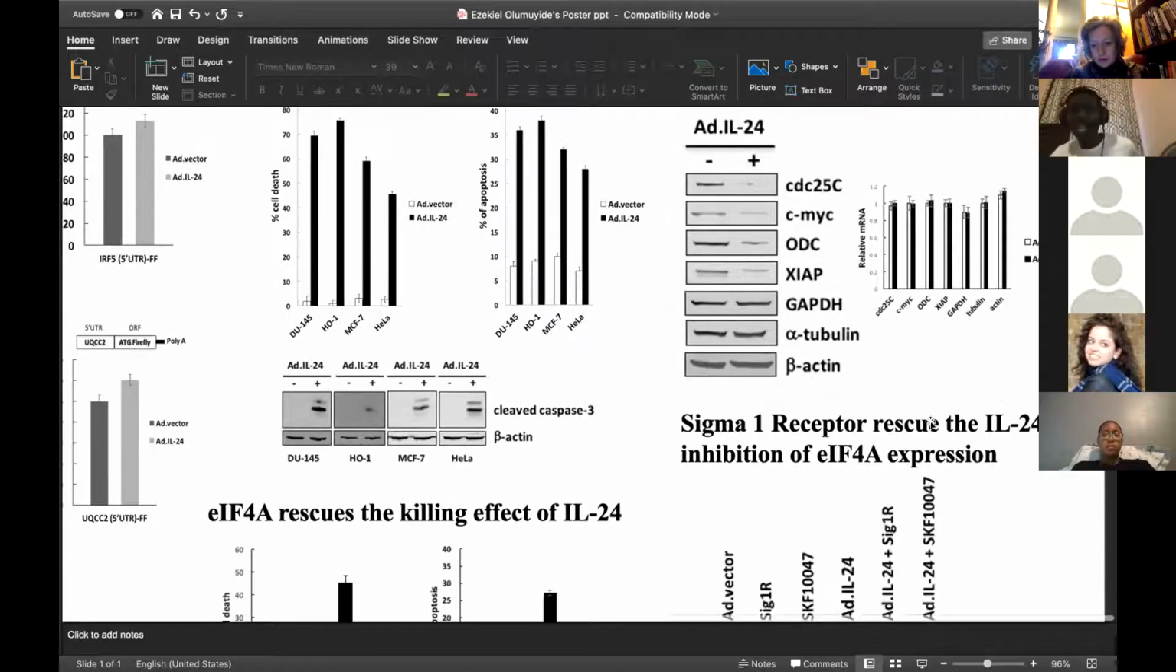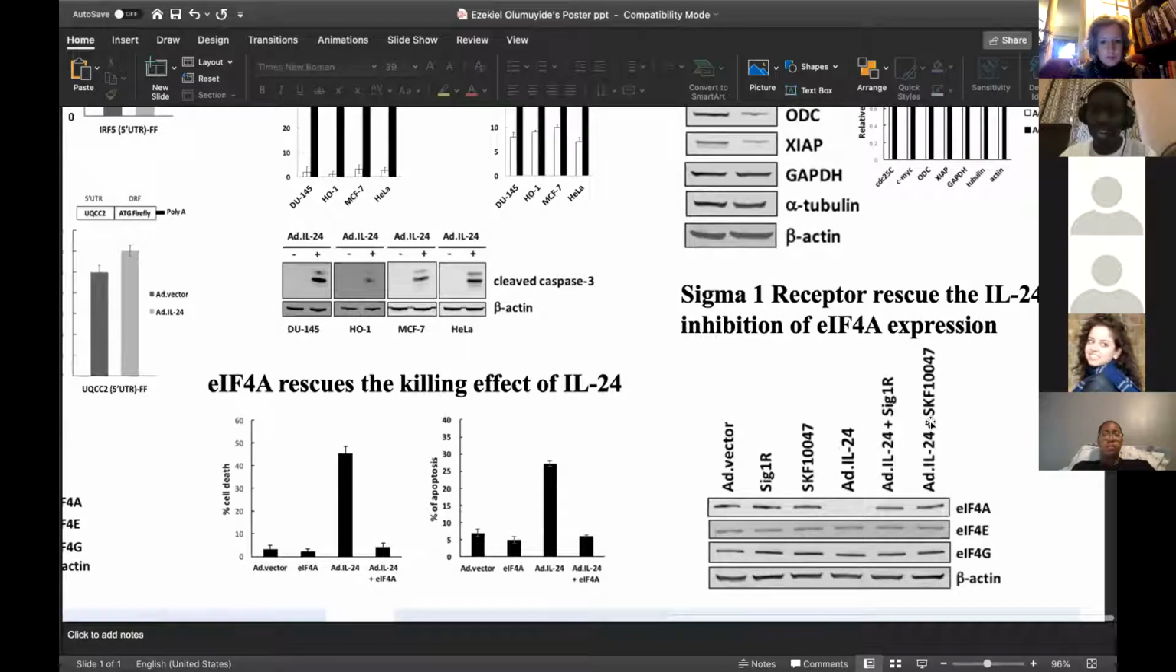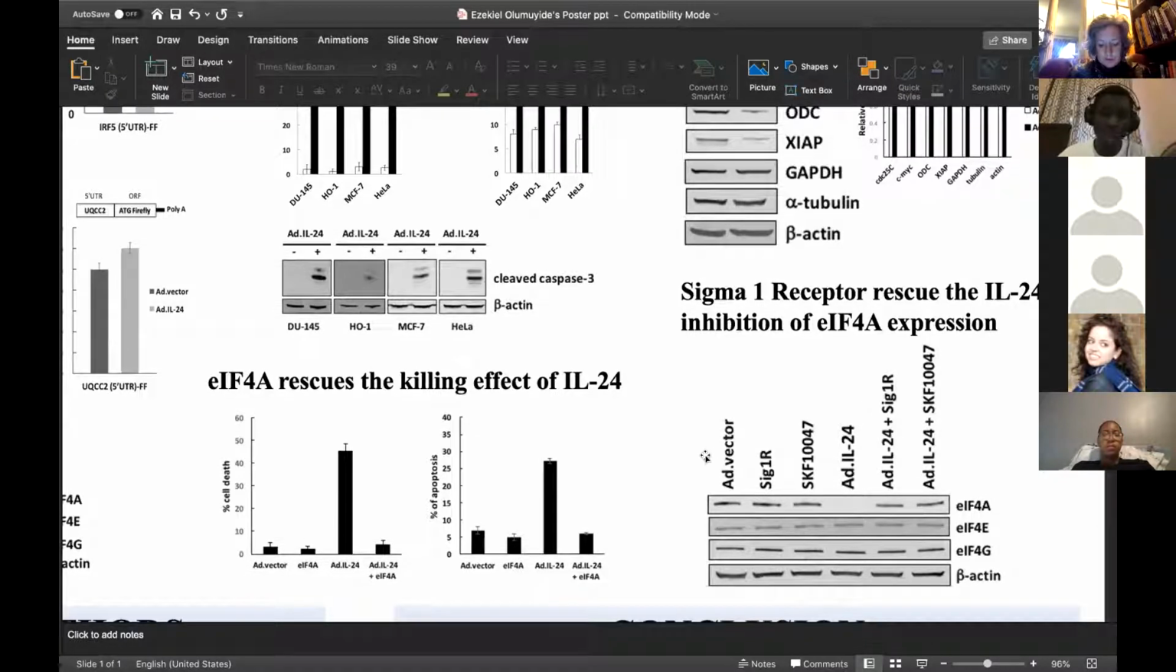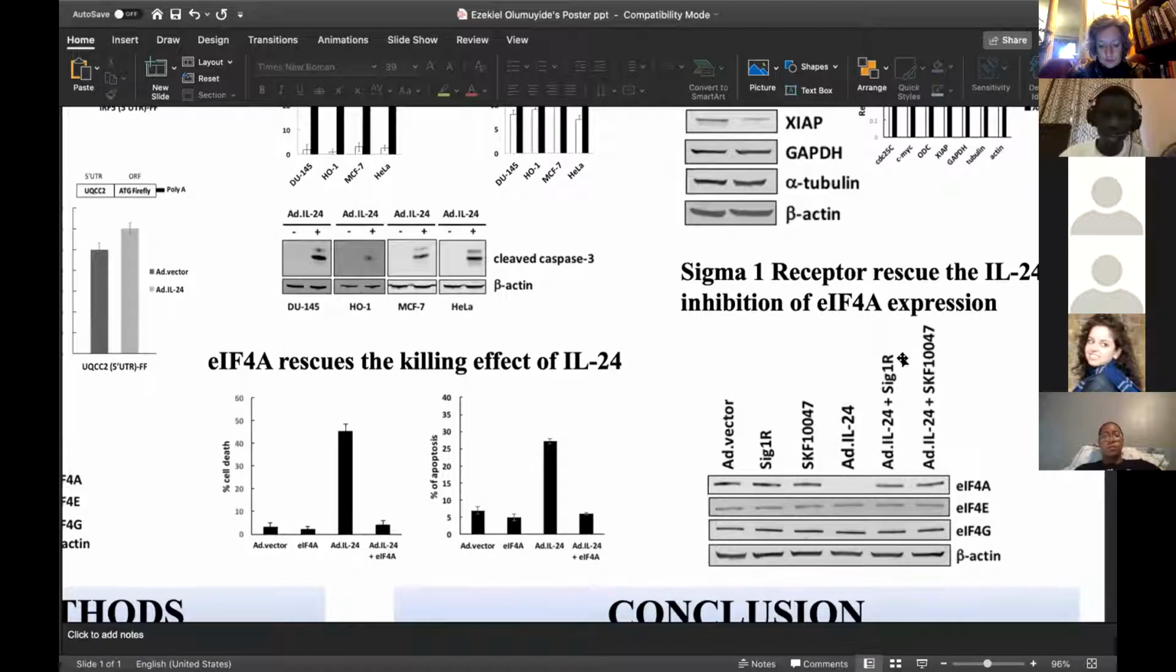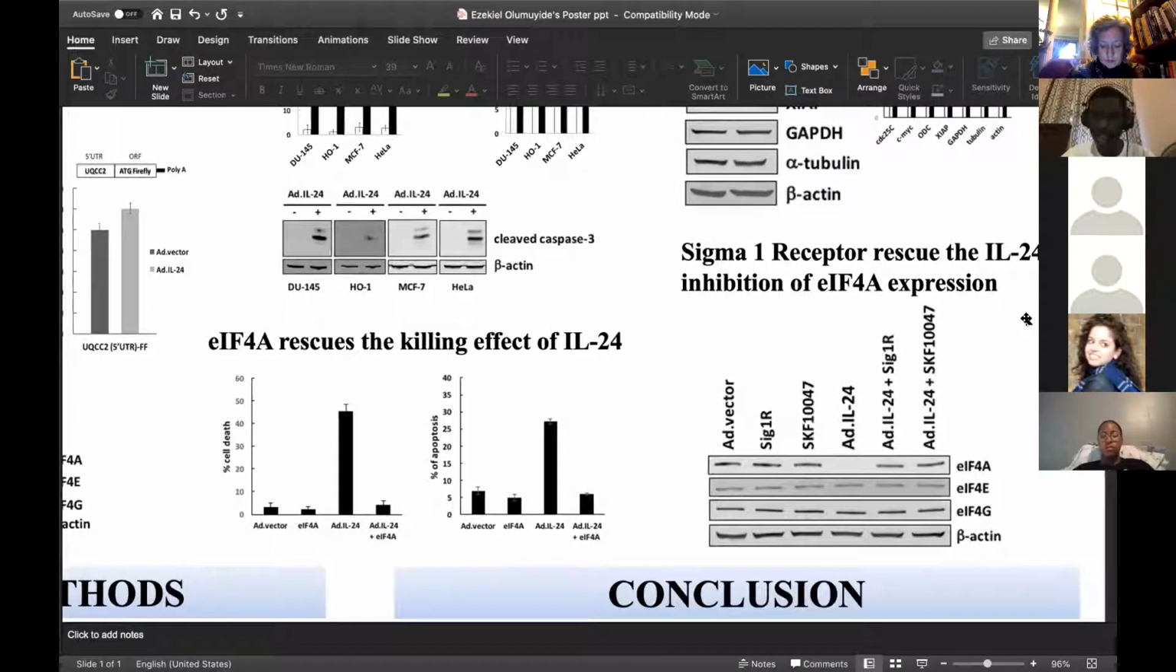Then previously, we showed that interleukin 24 physically binds to sigma-1 receptor. Sigma-1 receptor is a chaperone protein that is useful for folding of cells and also secretion of most oncoproteins, and also checkpoint inhibitors like PDL1. So we showed, partially, that sigma-1 receptor binds to interleukin-24, and interleukin-24 has an antagonistic effect on sigma-1 receptor function.